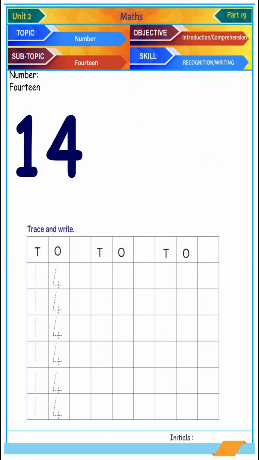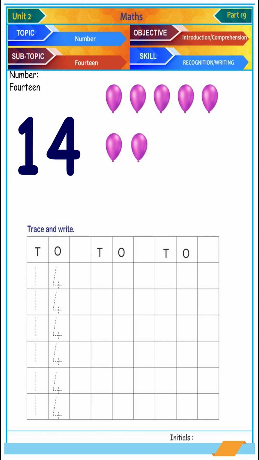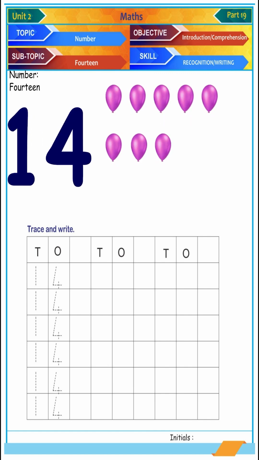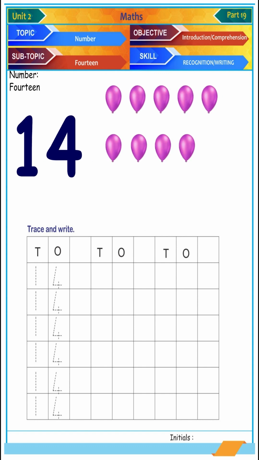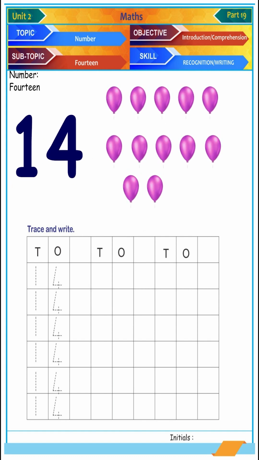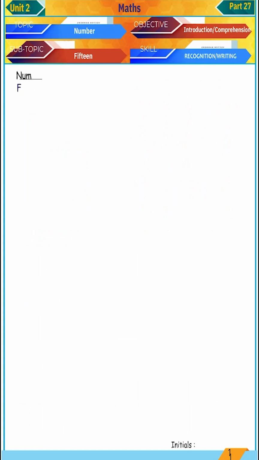Number 14. 1, 2, 3, 4, 5, 6, 7, 8, 9, 10, 11, 12, 13, 14.